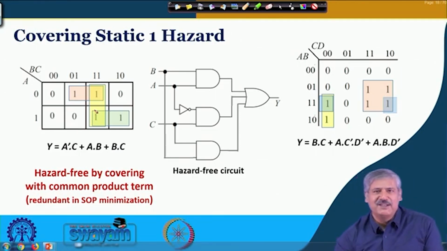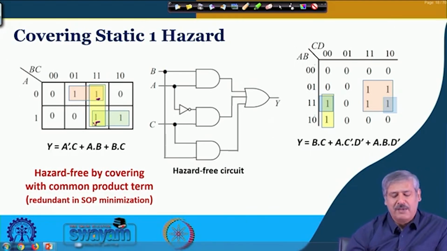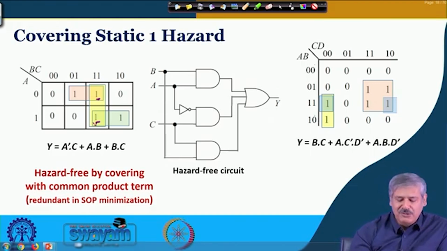So, in the example that we started with, this one and this one did not have one common product term. So, now we look at one common product term that can be there.